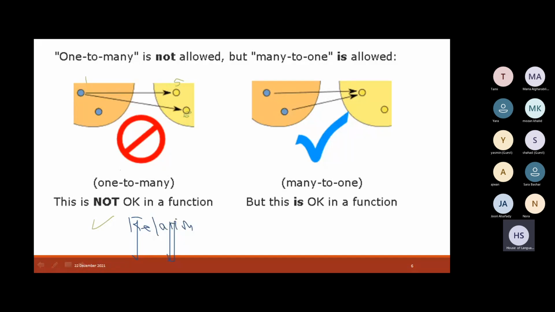Look at the second one here. Here, 2 has 5, and 3 has 5. I told you now, every input has only one relation. For 2, how many outputs? One. Okay. For 3, how many outputs? Only one. So this will be a function. So many to one is a function, but one to many is not a function. Remember these two words. One to many is what? It's not a function. Or many to one is a function.